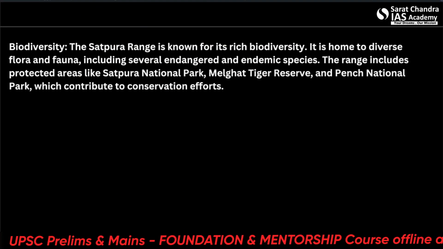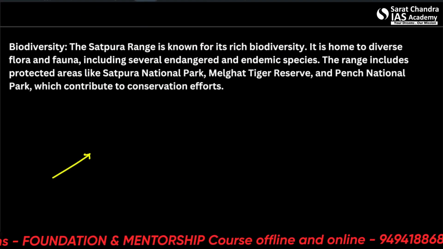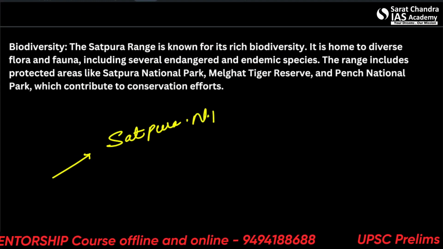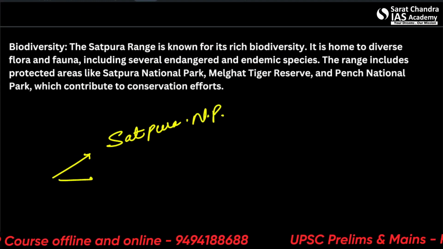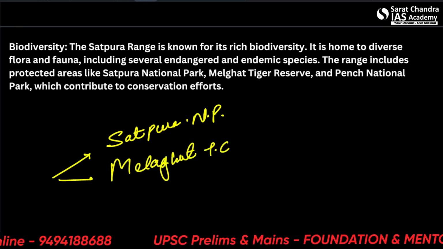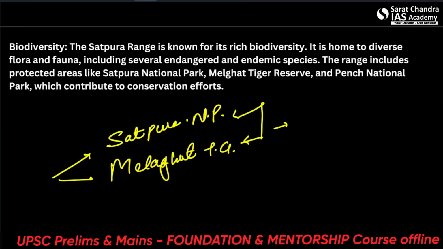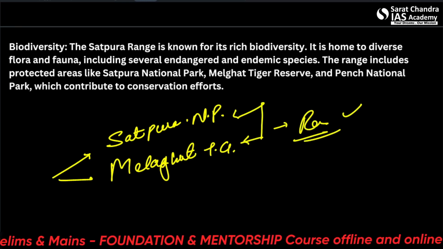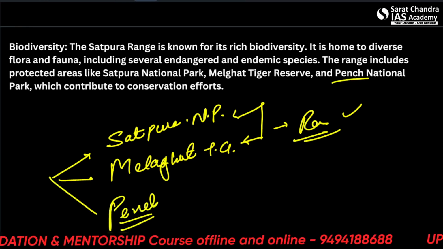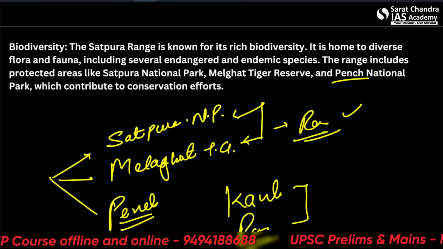Okay, when we talk about the biodiversity, please remember the conservation areas. One is Satpura National Park. Another is Melghat Tiger Reserve. Please remember the national parks, tiger reserves, as well as Ramsar sites also. Ramsar site gave a question this year. Pench National Park, Pench, Kanha, Panna, all of these are located in the mountain ranges only.